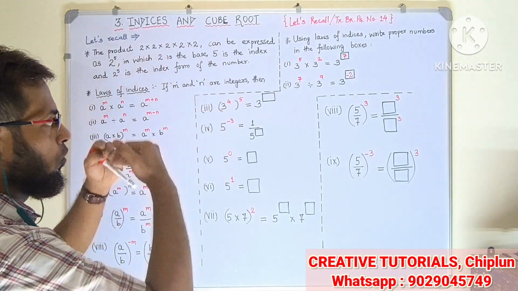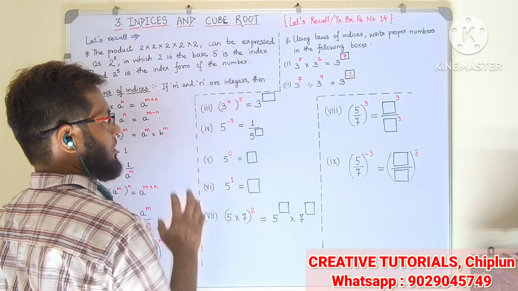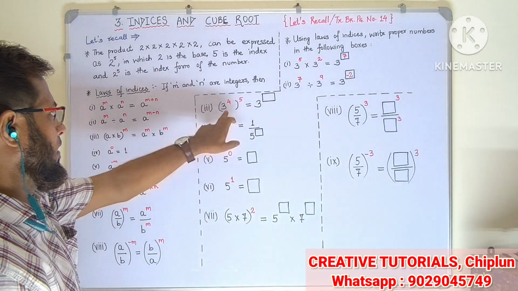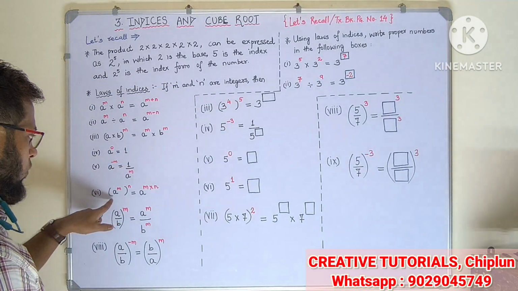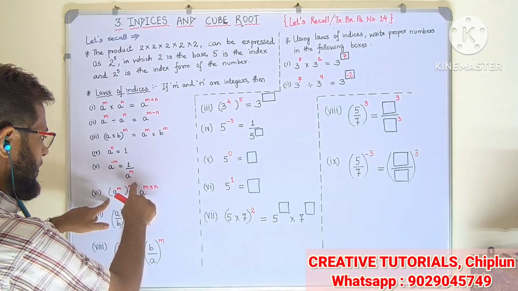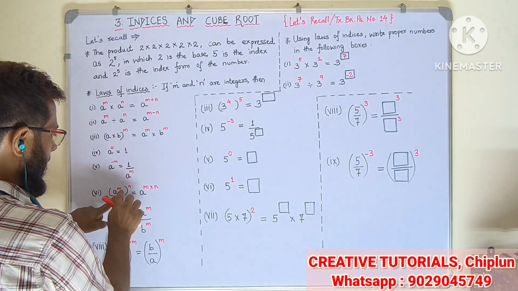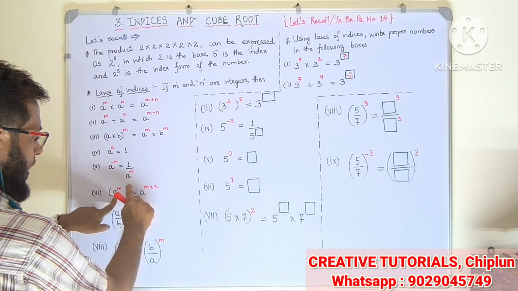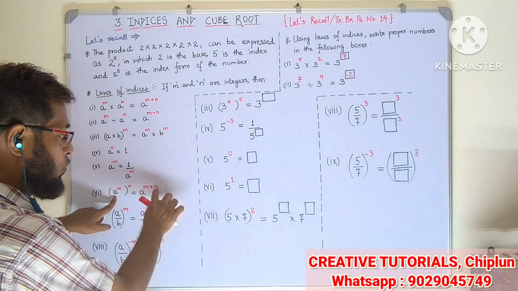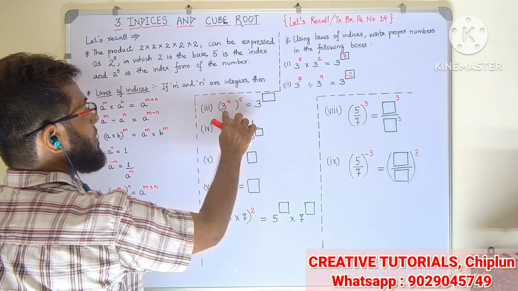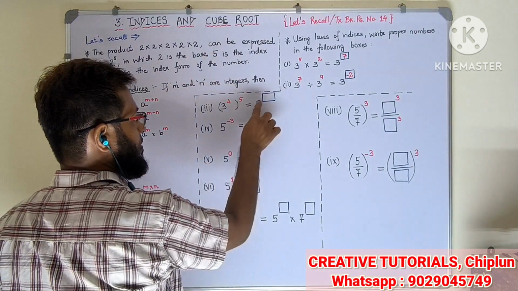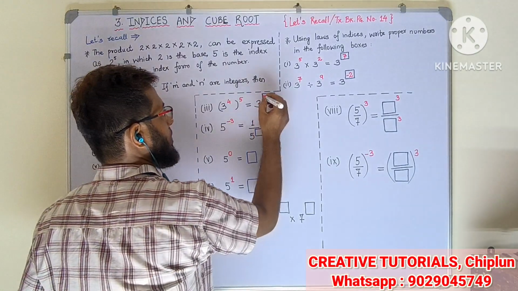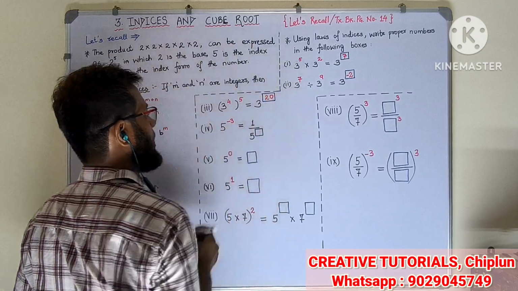3 raised to 4, the whole raised to 5 is equal to 3 raised to something. Let us match here. Our sixth law says that a raised to m, the whole raised to n, is equal to a raised to m into n. Here a is 3, m is 4 and n is 5. So 4 into 5 is 20, and my answer will come as 3 raised to 20.